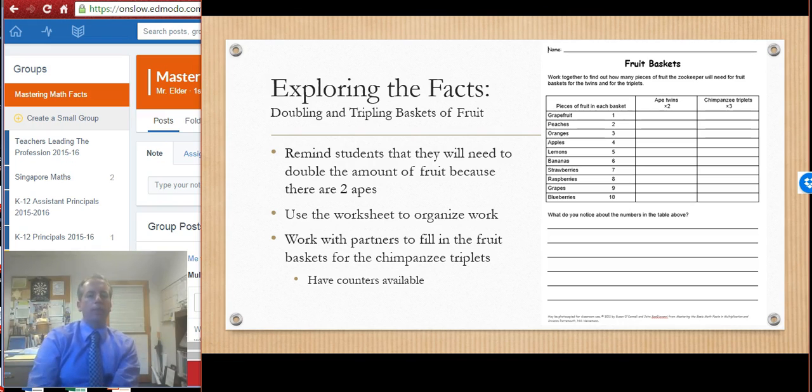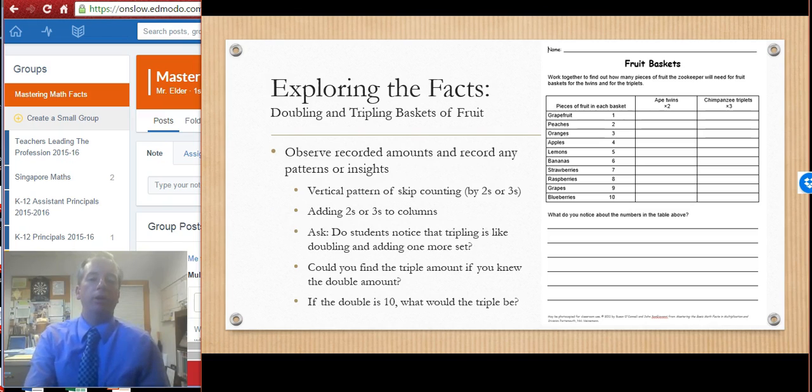So they're going to organize their work, and in essence, they're creating their multiplication chart here again for times 2, and then they're going to need to do that for times 3 as well. And of course, we'd want to have counters available, so as kids start to fill in the ape twins, they would be able to have the counters if they need them, and if they want to jump right to the chimpanzees and figure out how much they're going to need for them, then they could certainly do that as well.